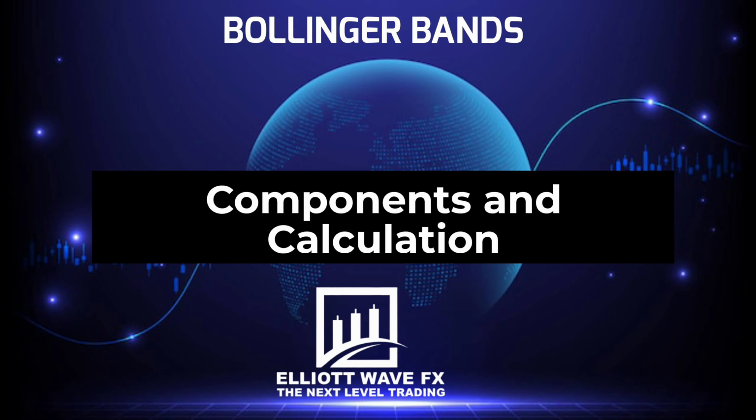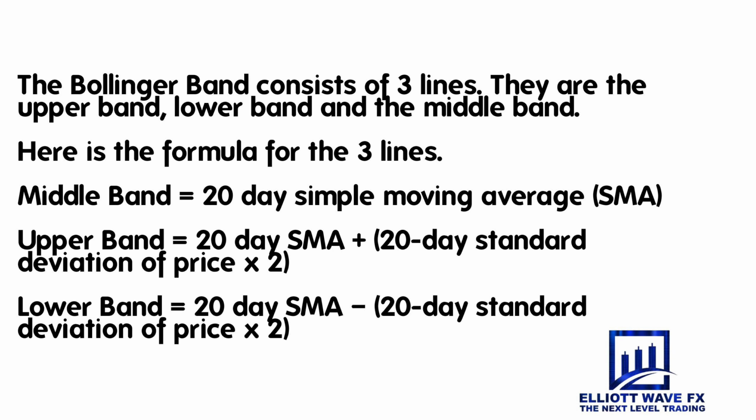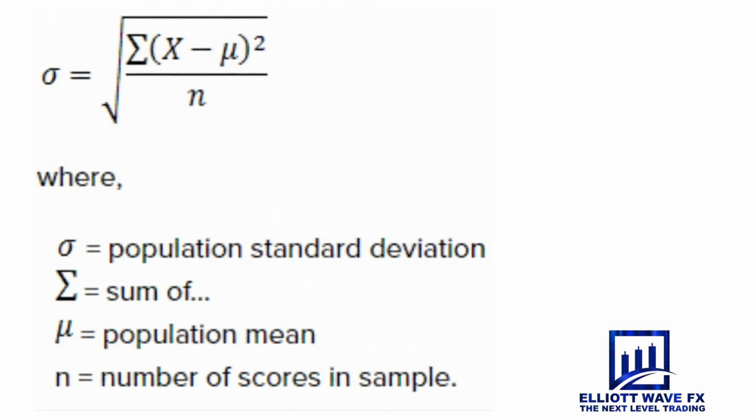Components and calculation. Bollinger Bands are composed of three key lines, typically using a 20-period simple moving average (SMA) as the foundation and a multiplier of 2 for the standard deviation. Middle band: this is usually a 20-period simple moving average of the price. It serves as the baseline and helps determine the intermediate term trend. Upper band: this is the middle band plus a number of standard deviations of the price over the same period. The default is 2 standard deviations.